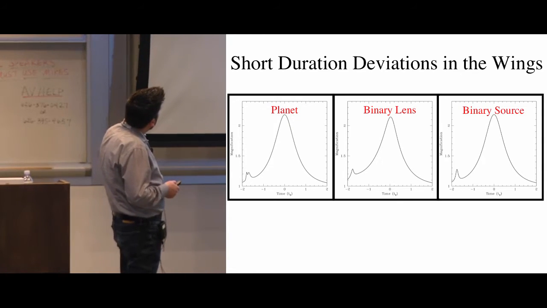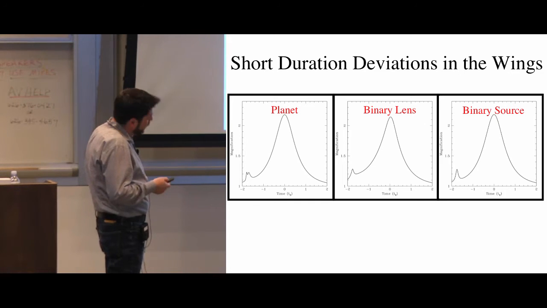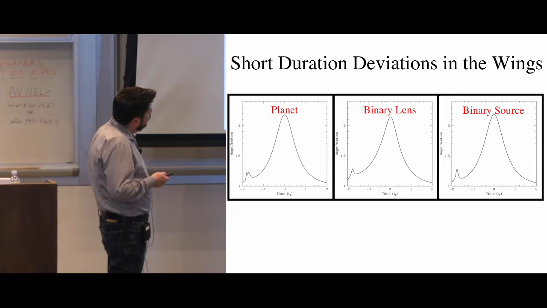But binary sources, like I said, we know subsequently are quite rare. So this is a hypothesis that you should test if you see a short duration deviation during the wings, but it's unlikely to be the right answer.